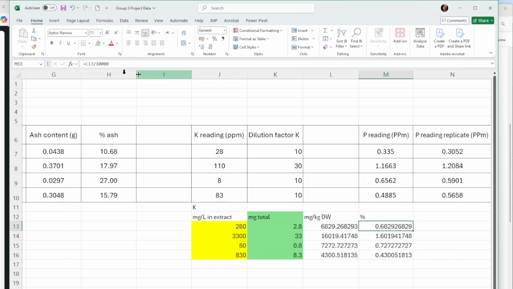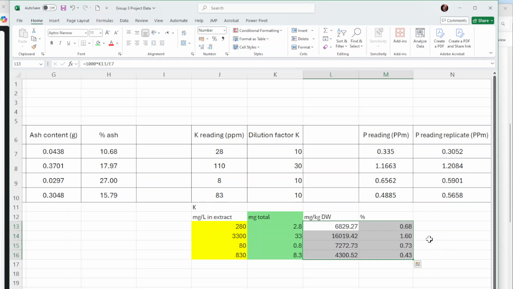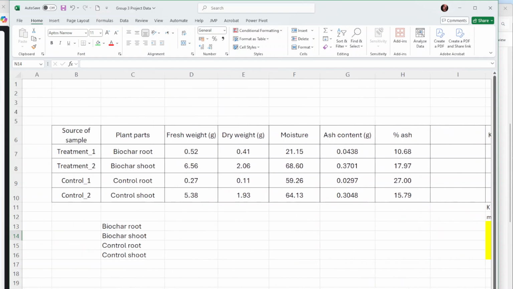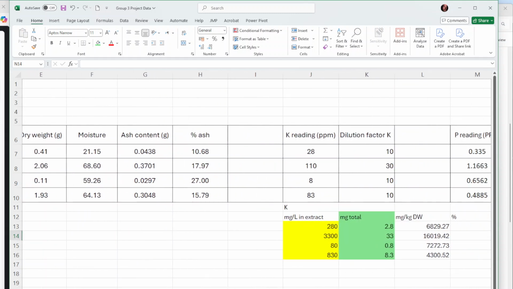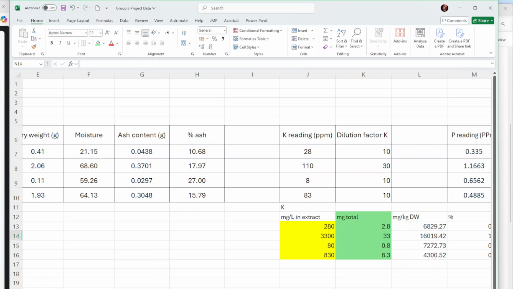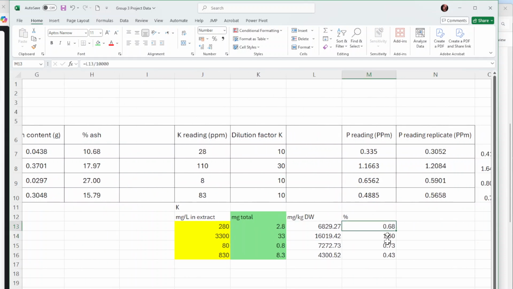So there is here a divide that value by 10,000 and you will get that in percentage. So let me take off here. What's actually happening here is, on the first treatment, which is biochar root, you have in the plant dry weight 0.68% of potassium. In this one, which is biochar shoot, you have 1.6% of potassium in the dry weight of the plant.